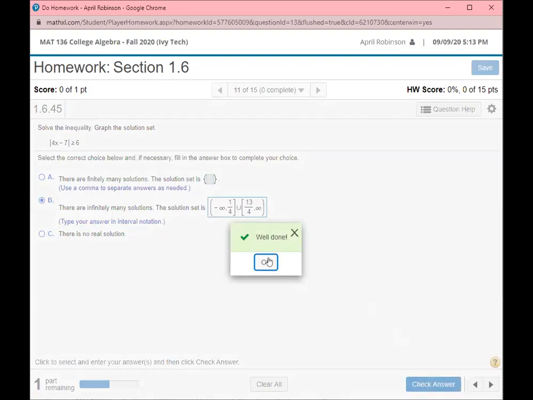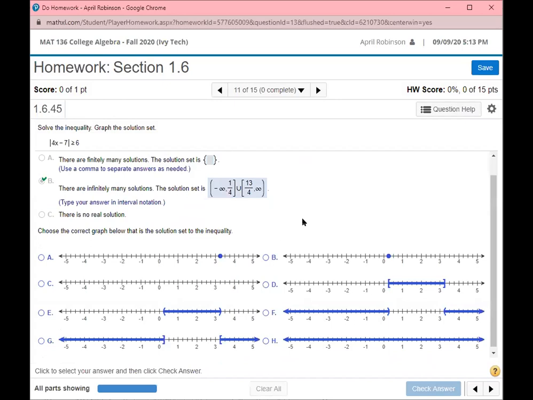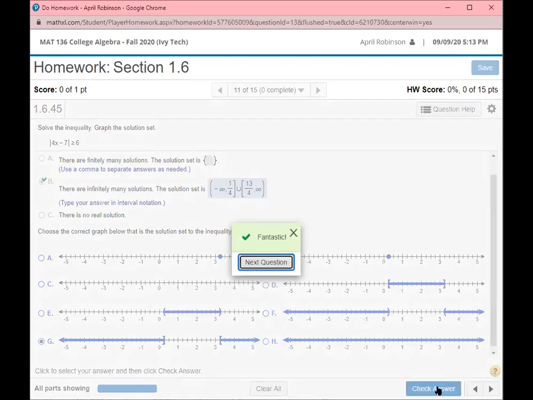Well done. And then the next part pops up and there's my multiple choice. And these are in opposite directions, 1/4 and 13/4. And it looks like G. Do y'all concur that it's G? Check answer. Fantastic. Woohoo! All right, so I am done.